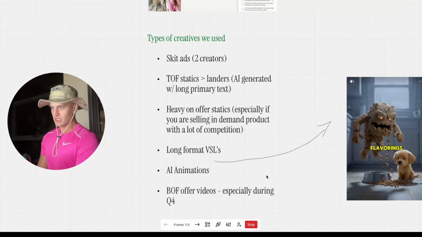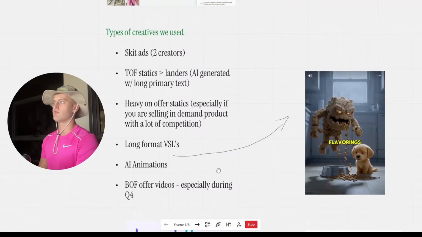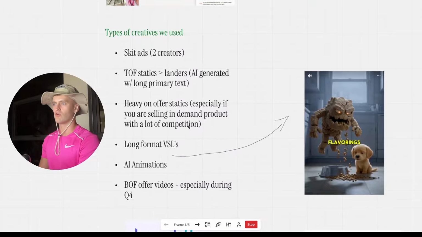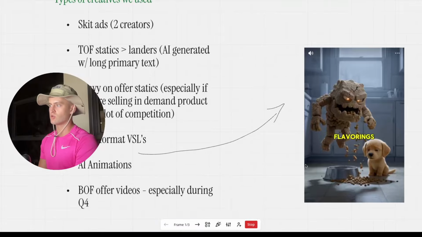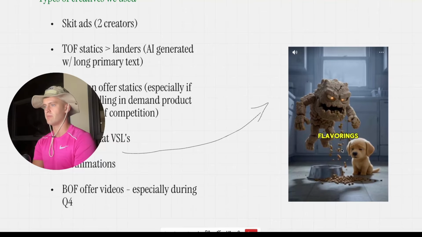Another one, again, is long format VSLs. Everyone knows that these are pretty much crucial to any supplement brand or big 7-8 figure store. We run these. AI animations are becoming very, very popular. We didn't really do these for the £2.4 million month, but I'm seeing them everywhere on Twitter right now. This style of ad here is using Nano Banana and Kling, I think, to animate these.